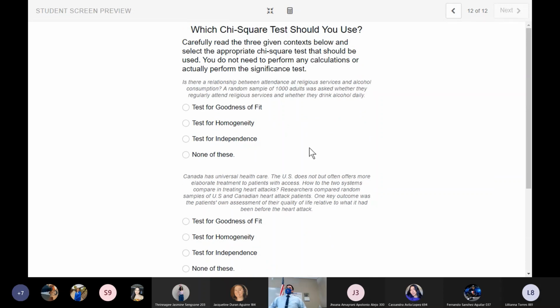I'll talk about these. So our first context, we have a random sample of 1,000 adults who were asked whether they regularly attend religious services and whether they drink alcohol daily. So we have a single sample that is then categorized by 2 responses, 2 variables. That is a test for independence. It even says they're trying to determine if there is a relationship between these things. Trying to find a relationship is trying to find an association.